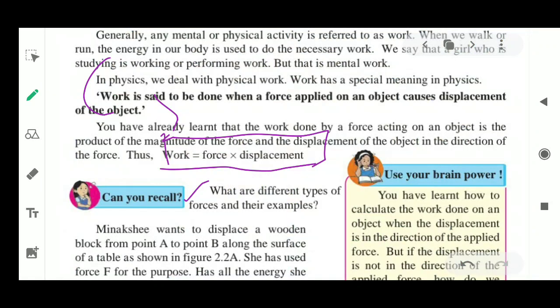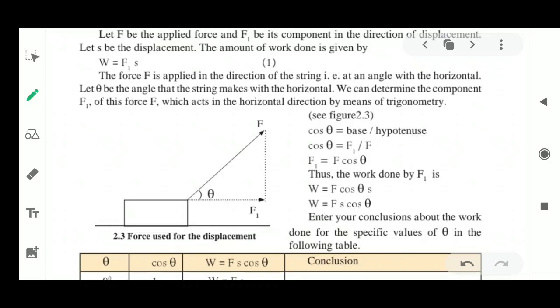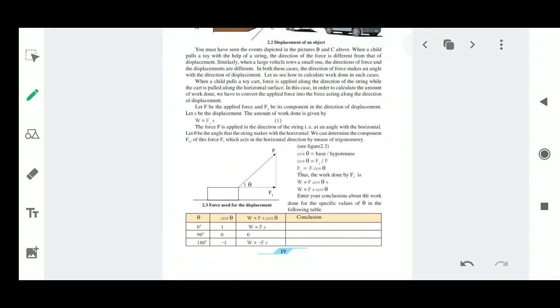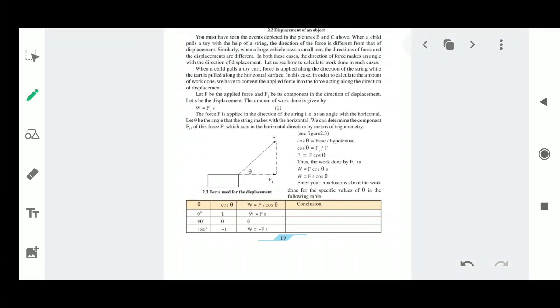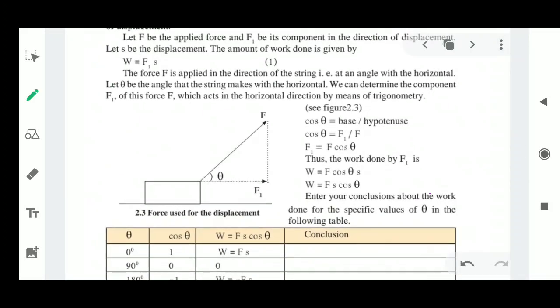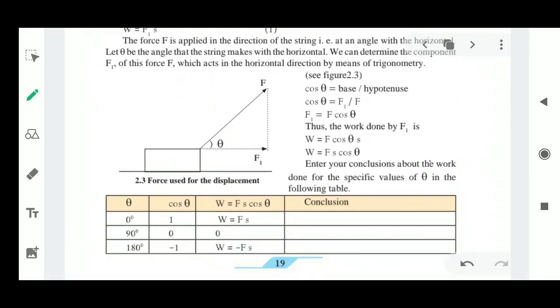Work is said to be done when the force applied on an object causes a displacement of the object. So when displacement happens because of the force applied on the object, then we say work is done. The formula of work is force into displacement, we remember. Then we will learn the types of work: positive work, negative work or zero work.